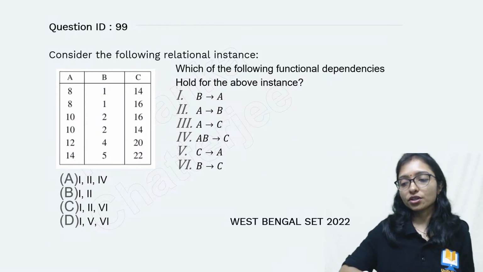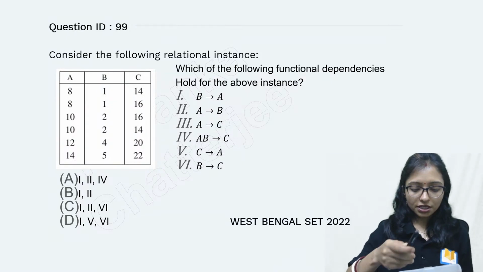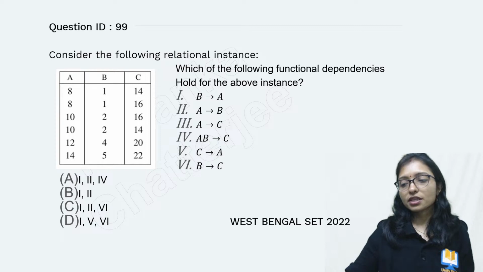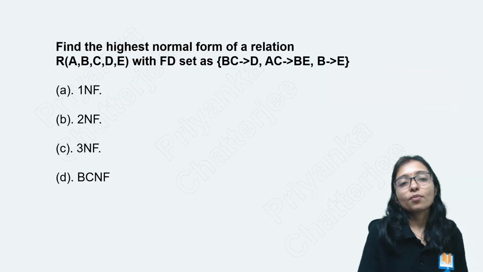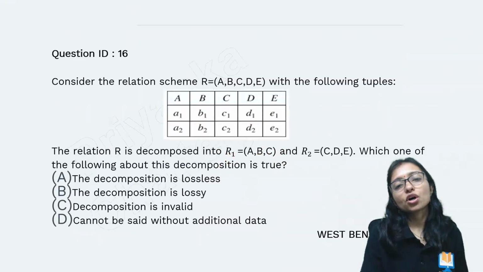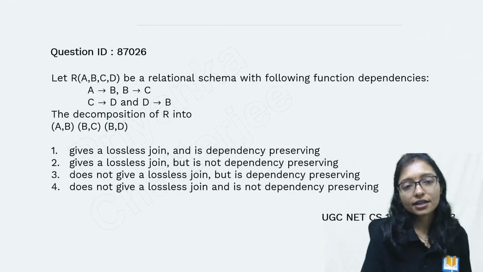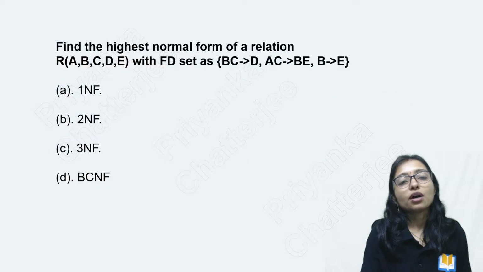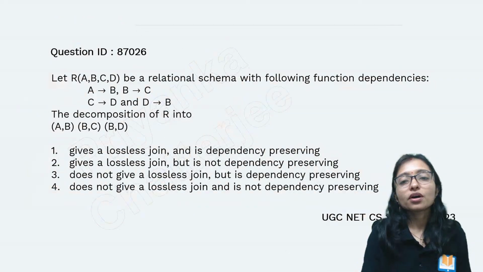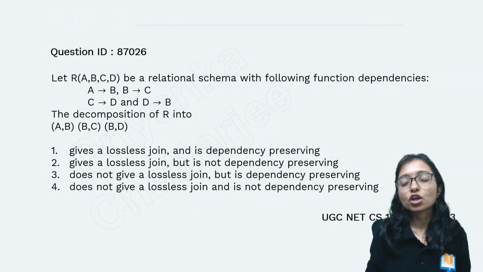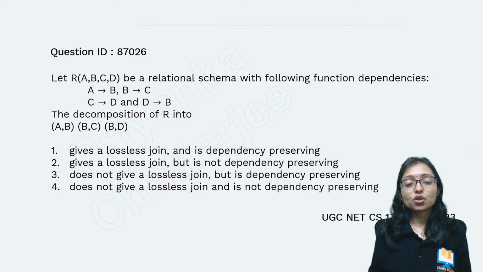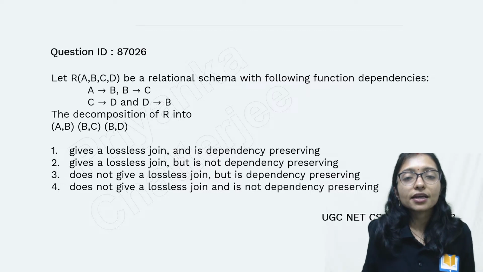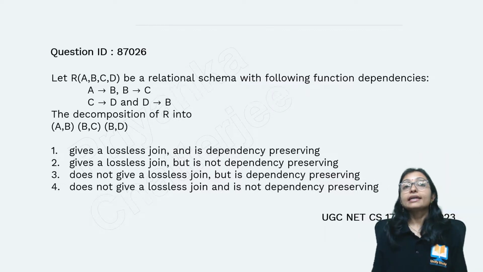Those who did not watch it or missed it, I suggest you definitely watch that. How to identify functional dependency, how to identify normalization, candidate key, we did all these things yesterday. Today I am going to cover mainly lossless, lossy and dependency preserving. After that, other topics from where questions are coming, like relational algebra and ER diagram.